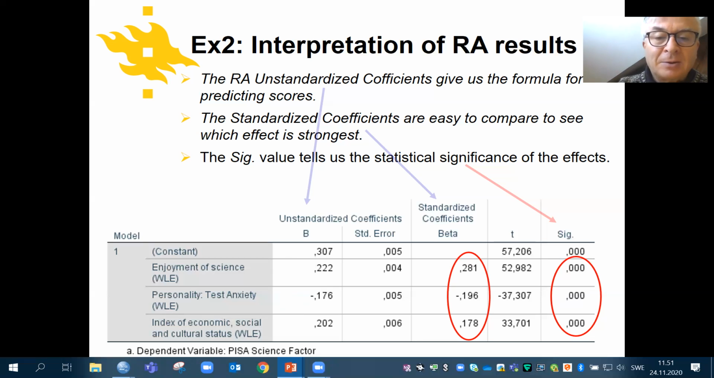So we will get back to this, but the idea here is that using this formula that is building up here with the different parts, if we have a set of data and we get the unstandardized coefficients, we can then from these and the constant term predict what somebody else would get. If we know their enjoyment of science, their personality, the test anxiety, and their home background, we could make a prognosis of how well they would do in the test. In this case, you could easily also test them, so you don't need to do that.